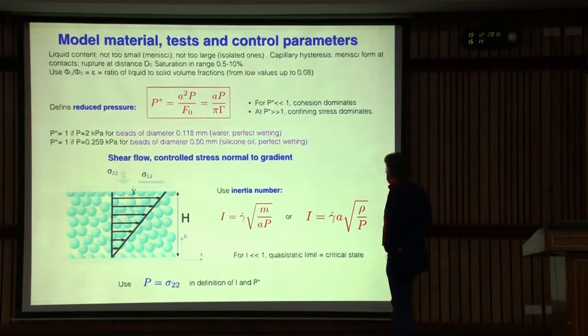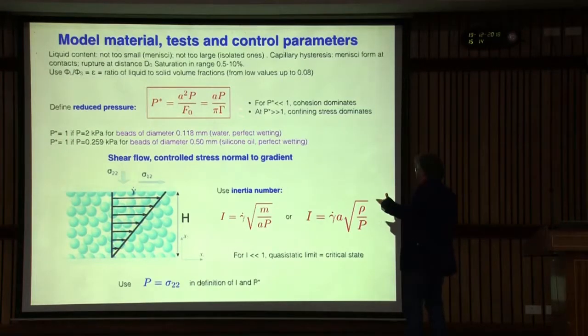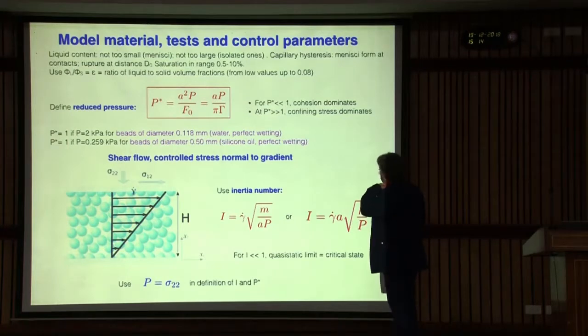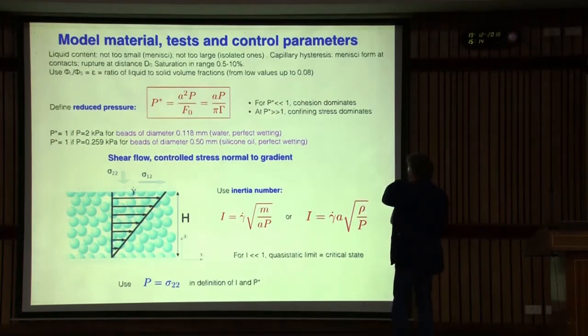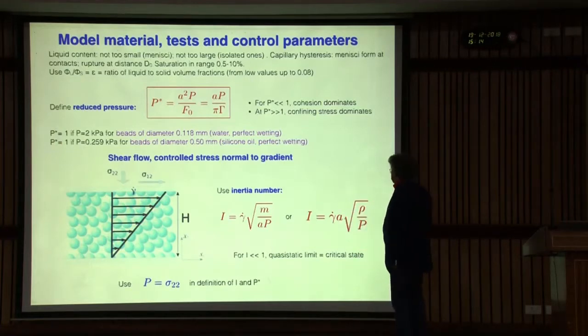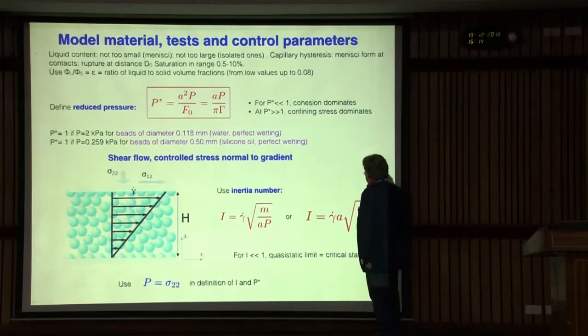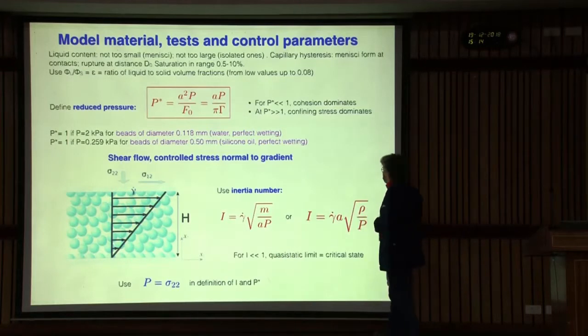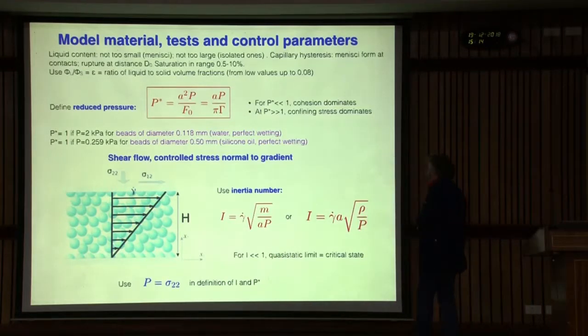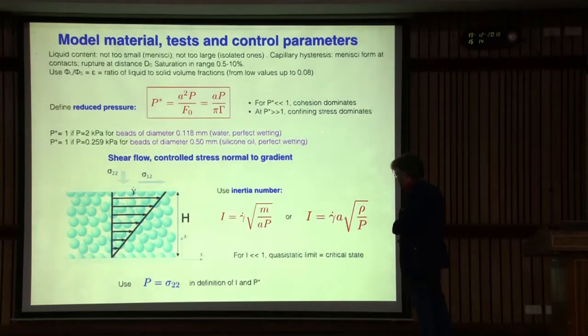Given the formula we use, this gives us this ratio involving the interfacial tension gamma. And of course, the meaning of P star is that when it's very small, cohesion dominates, and it may stabilize very open, loose structures. And when it's very large, cohesion has become negligible, and the confining stress dominates. And the material behaves like a dry material.